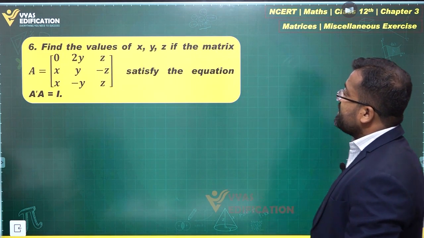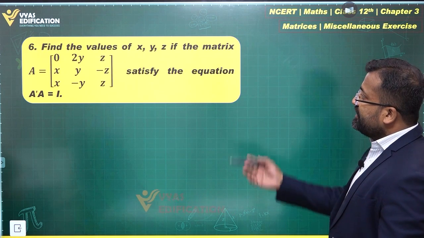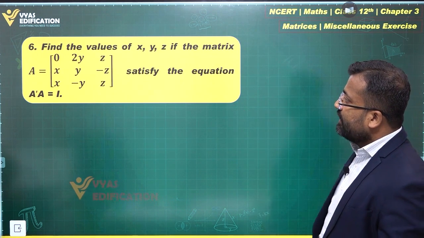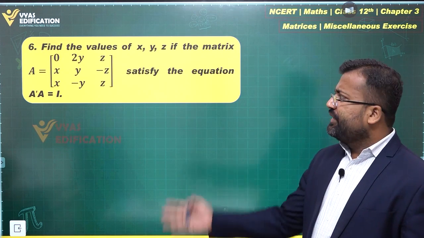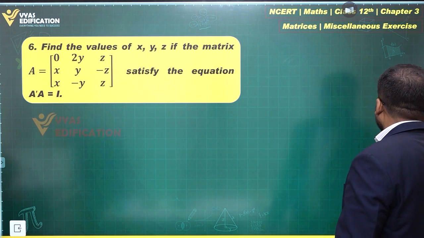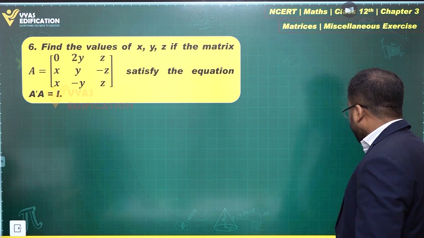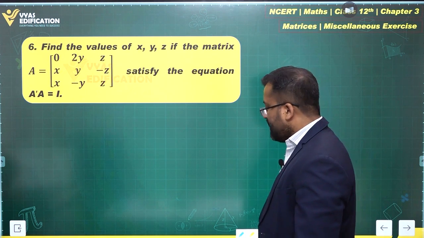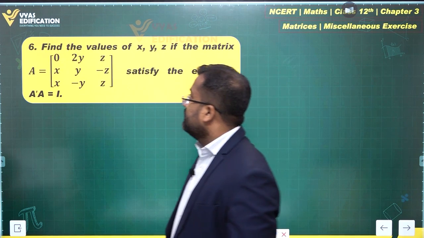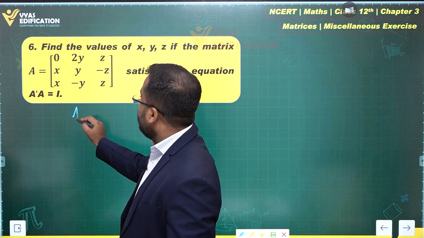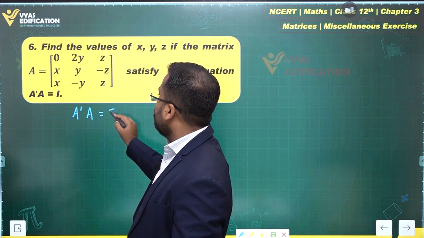Find the values of x, y, and z if the matrix satisfies the equation A transpose times A is equal to identity matrix. What will we do in this question? Not a very difficult thing to handle. You can easily handle this by solving the equation, right? Substitute A transpose A and solve. What do we get? A transpose times A is given to be identity.